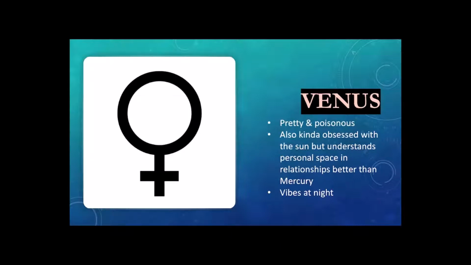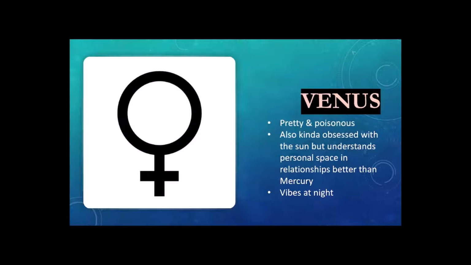Venus also follows the sun, just like Mercury does, but Venus understands personal space a little better. So Venus, you can find up to 2 signs away from the sun. So if the sun is in Gemini, then Venus could be with the sun in Gemini. It could also be 1 behind in Taurus. It could be 2 behind in Aries, or it could be either of the next 2 signs ahead of the sun in Gemini. So it could be ahead in Cancer or ahead in Leo.